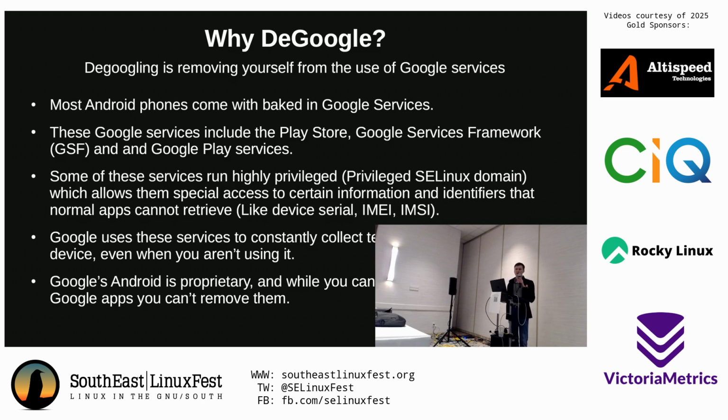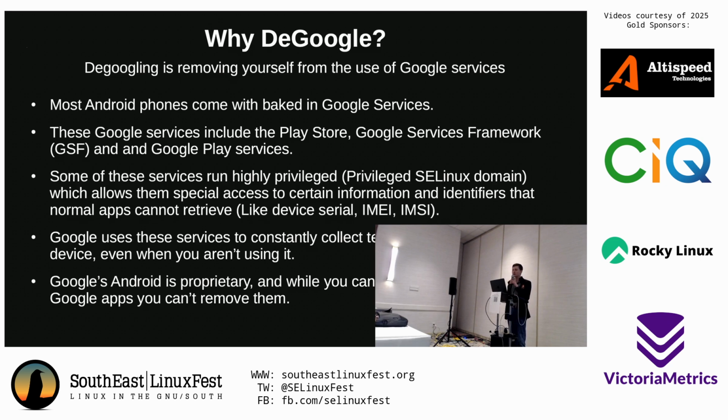So the first point is, why do you want to degoogle? I know the slide has a lot in it at once, so feel free to take a picture. Most Android phones come with baked-in Google services. These include the Play Store, Google Services Framework, and Google Play services. Some of these services run highly privileged. They have a privileged SELinux domain, which gives them access to lots of various things on the device, like files, and specifically unique identifiers on the device.